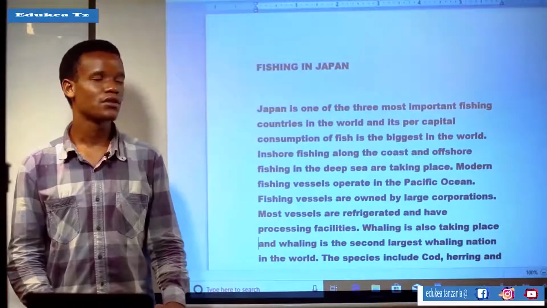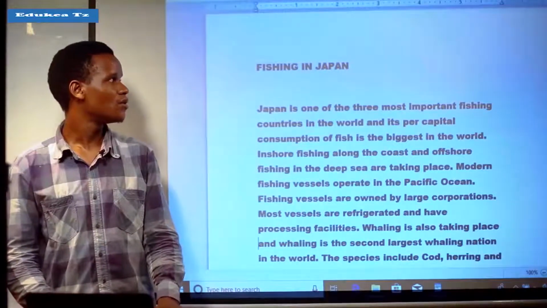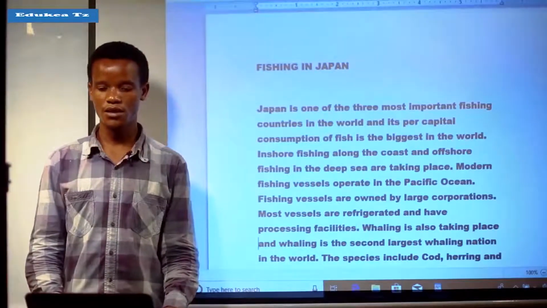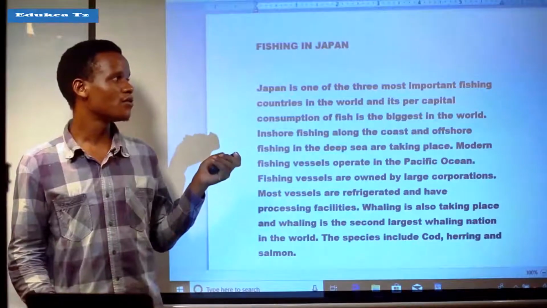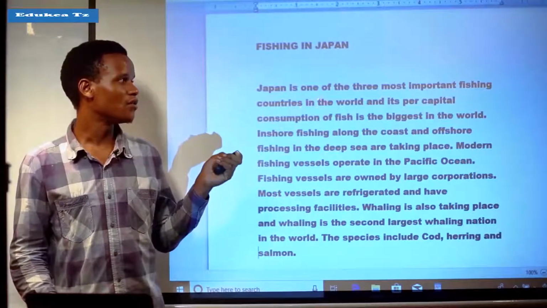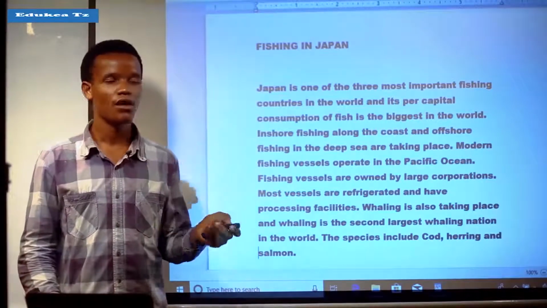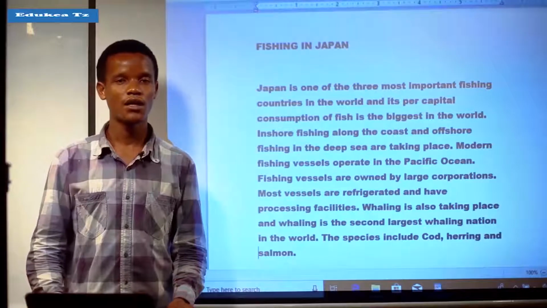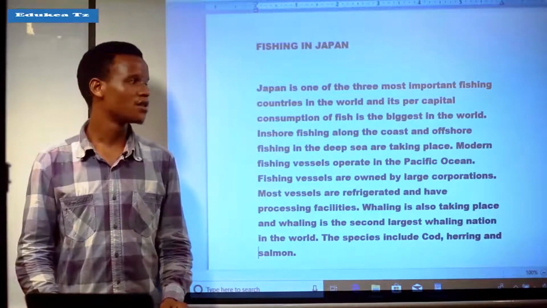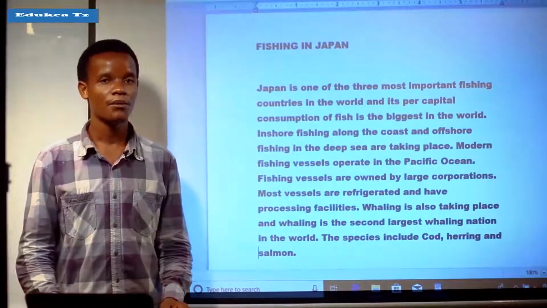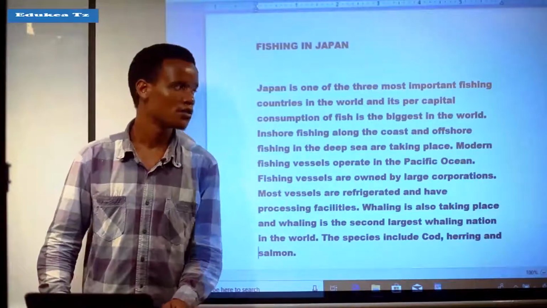Let us now move to another country, which is Japan. Let us see how fishing is practiced in Japan. Japan is one of the 3 most important fishing countries in the world, and its per capita consumption of fish is the biggest in the world. So Japan is another country that practices fishing activities, and its per capita consumption of fish is the biggest across the world.